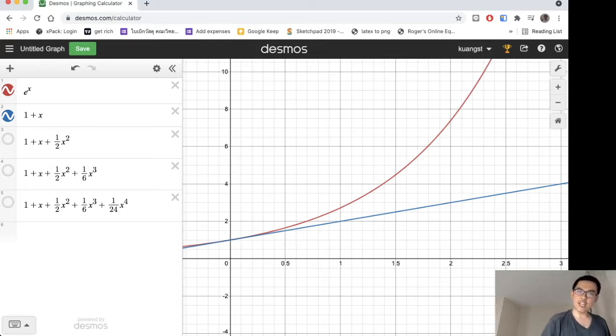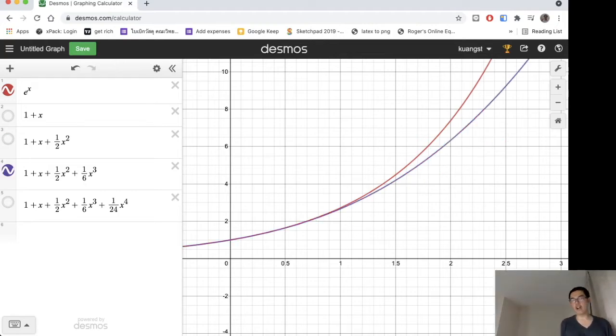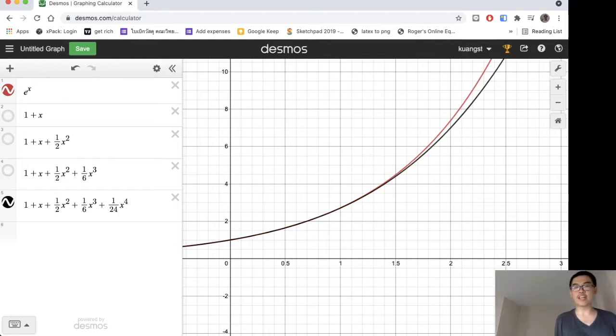But let's look at this. If we keep adding terms, I add the square term, the blue becomes the green. If I add the third term, it becomes the purple. And if I add the fourth term, it becomes the black. And look at how close they are. I know they are not the same, the red and the blue are not the same. But let's say that you have no way to calculate the red. The black will still be a pretty good approximation.